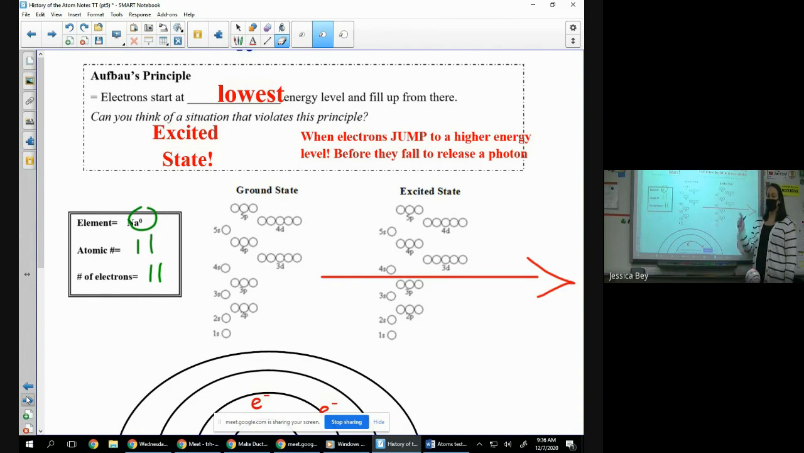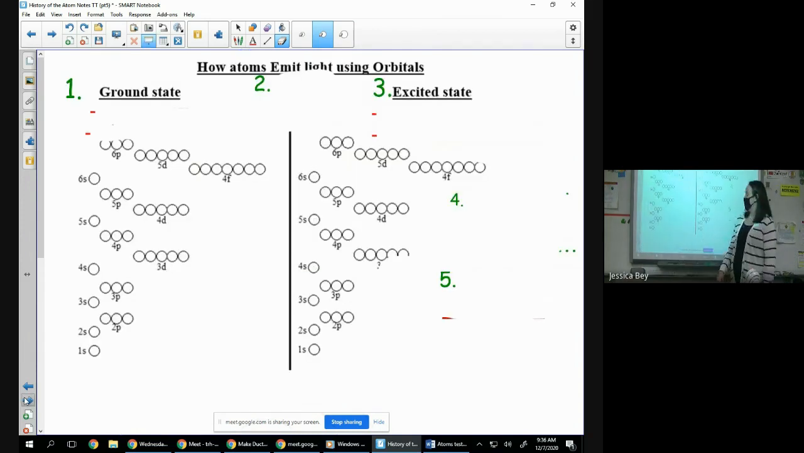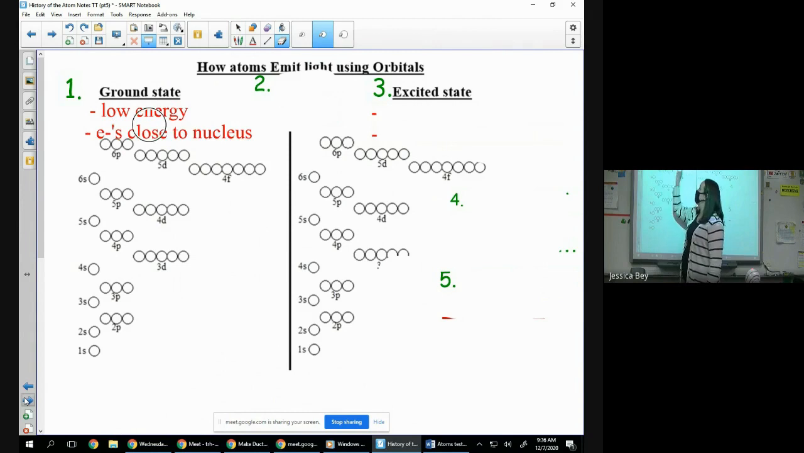Okay. So we're going to do the same process. How does an atom emit light? But this time we're going to use orbitals. So I would put a number 1 next to the word ground state and remind yourself that ground state is when the electrons are low energy and closest to the nucleus. Low energy and closest to the nucleus.